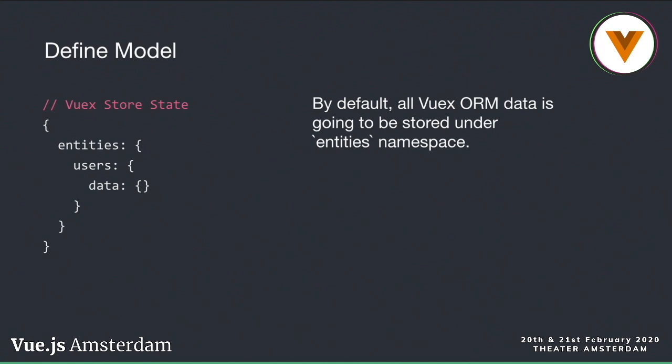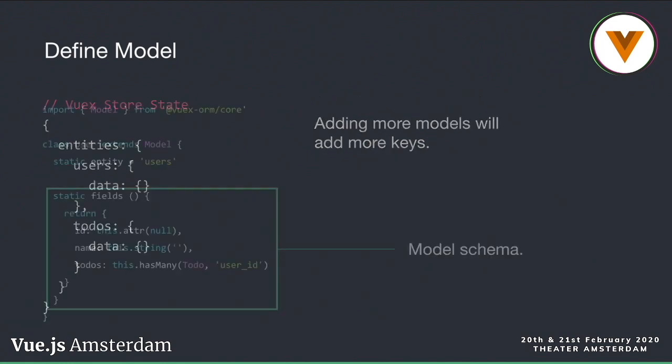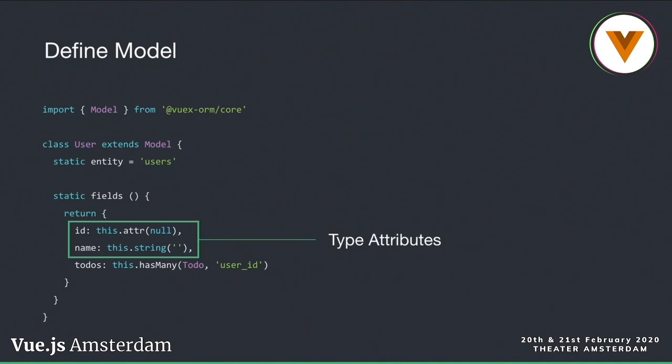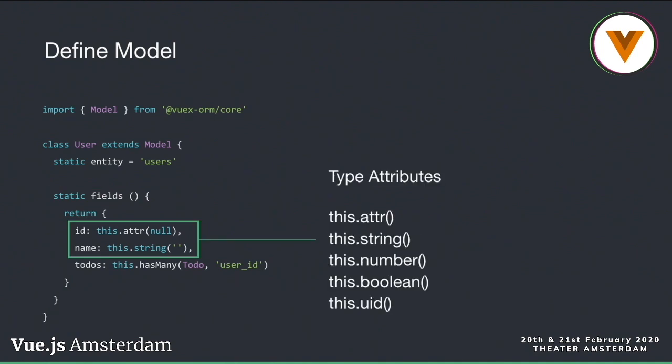So we have entities and users, and all the data of the user is going to be under there, which means Vuex ORM will never touch your existing Vuex modules or Vuex data. So it's safe to use in your existing application, and you can still benefit from this library. If you add more models, it's just going to add more keys. And for the fields, this user model has id, name, and todos. The id and name, we call these type attributes, which are not relationships. And we have several type attributes, like string, number, boolean, and uid. The uid is going to create a unique ID on the model when instantiating the models.